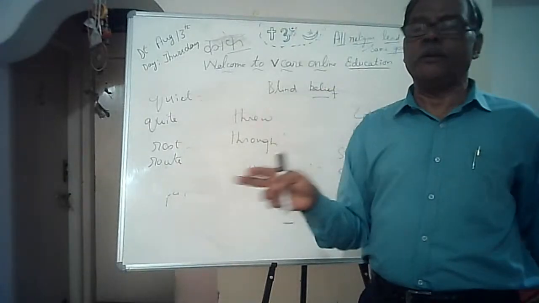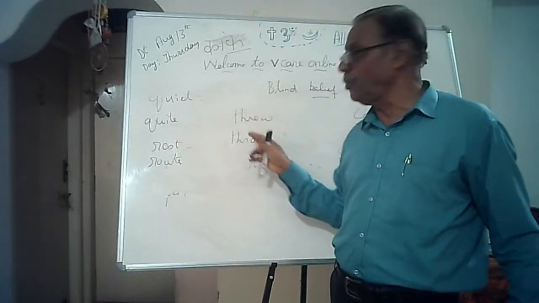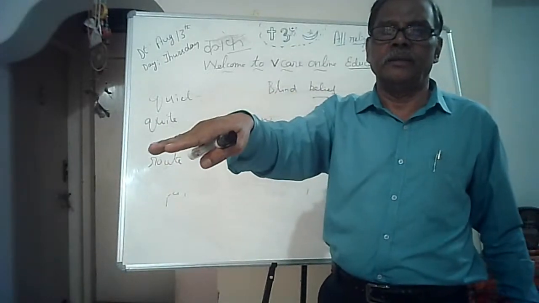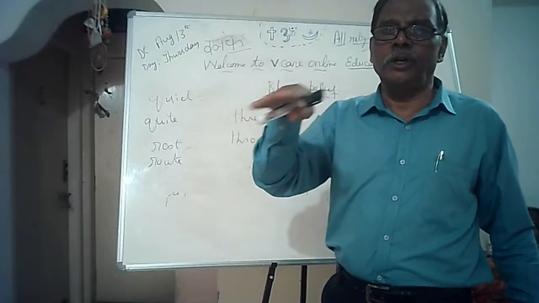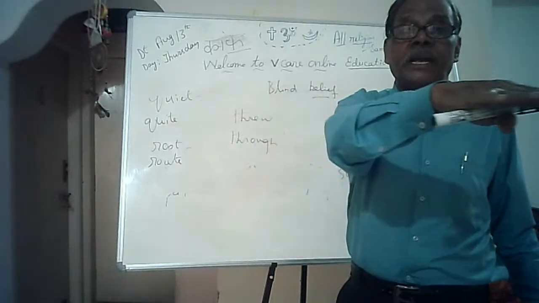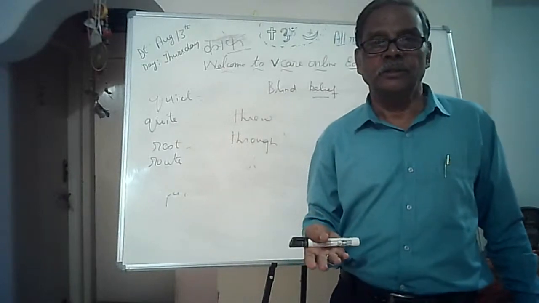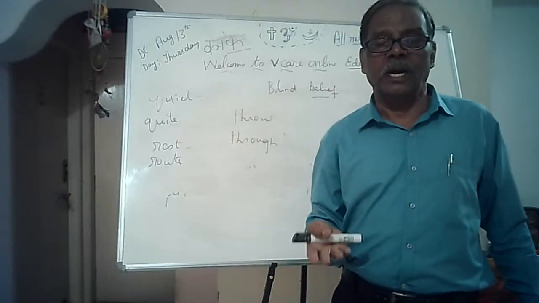Threw. He threw the ball at me. The past tense of throw is threw. Through means passing through. The bus is going through this place. This through is, I went through the notes. I went through my notes.